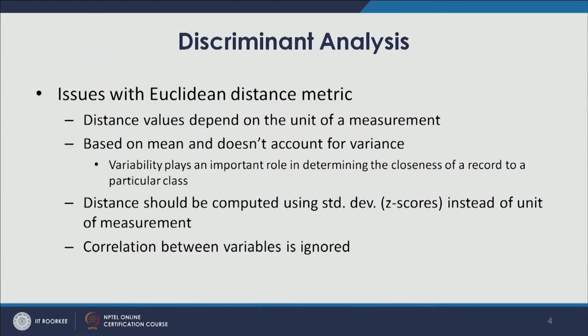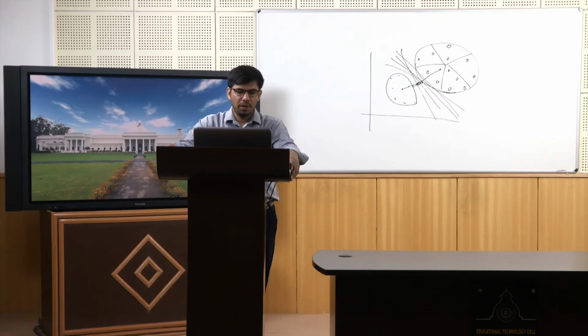However, there is one more issue with the Euclidean distance metric, which is that correlation between variables is ignored. These variables are going to be part of the distance calculation, so the correlation is also important, but that is also ignored in the Euclidean distance metric.